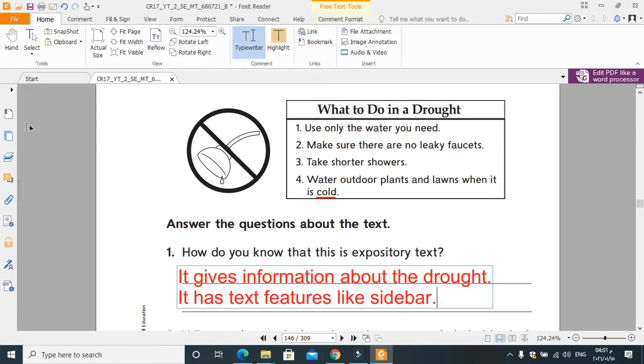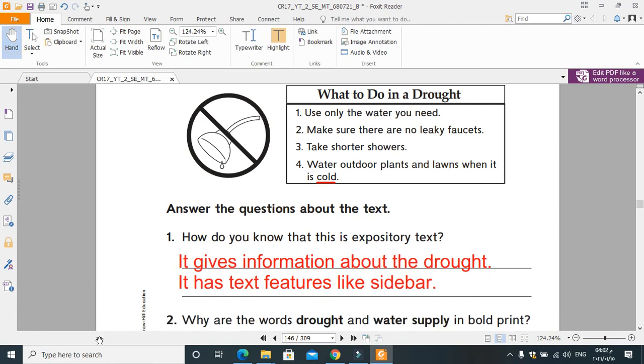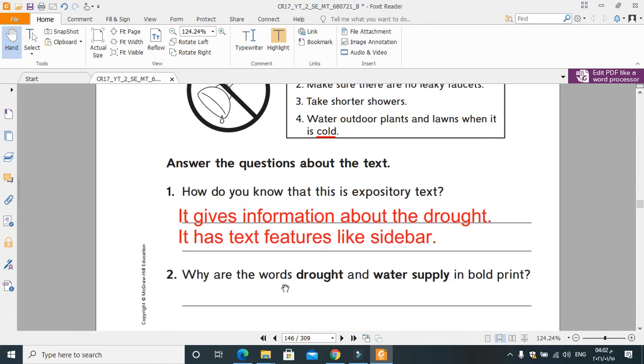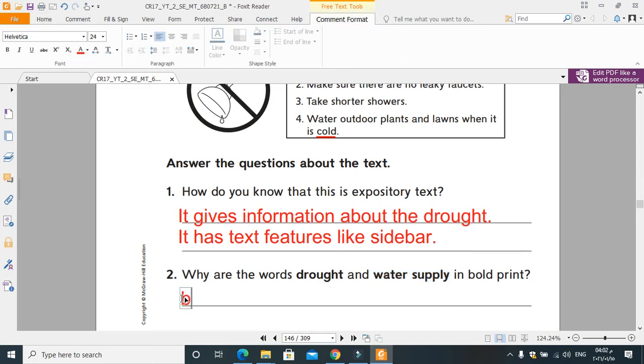Okay, well, question number 2. Why are the words drought and water supply in bold print? Bold print means big size writing, yes. Why? Because they are important words. Because they are main and important words.